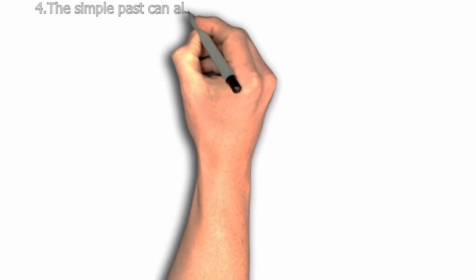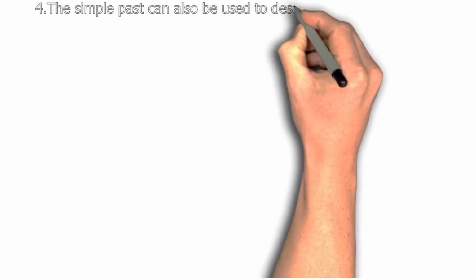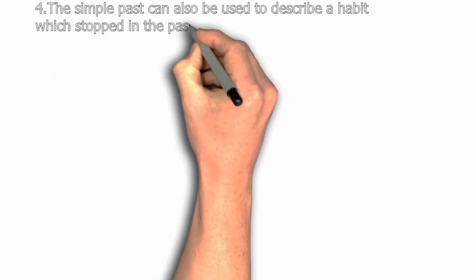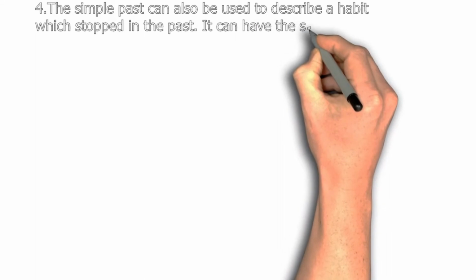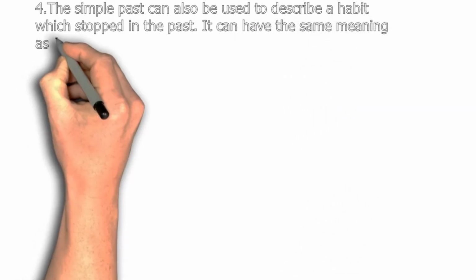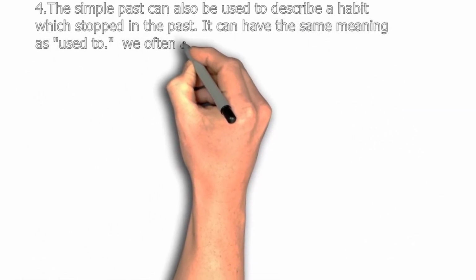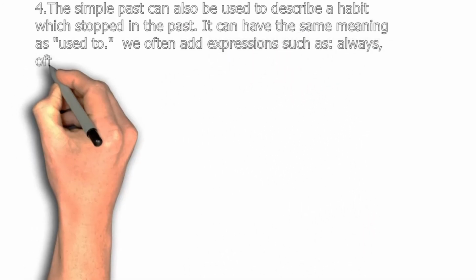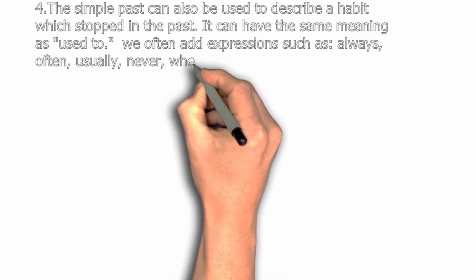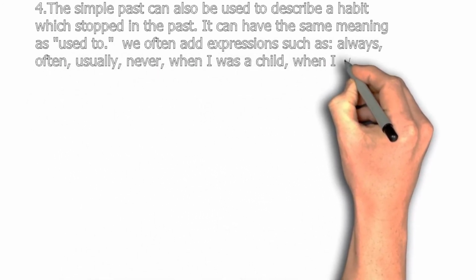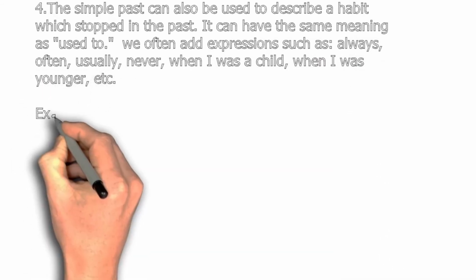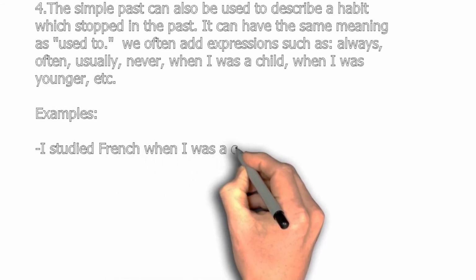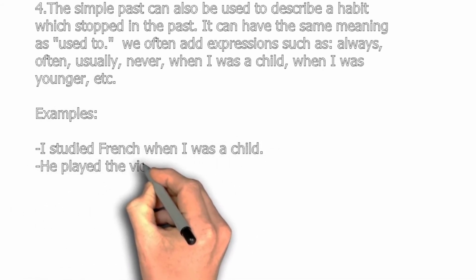Now we are going to introduce the fourth rule. The simple past can also be used to describe a habit which stopped in the past. It can have the same meaning as used to. We often add expressions such as always, often, usually, never, when I was a child, when I was younger, etc. Okay, to talk about a past habit that stopped in the past, not now anymore.